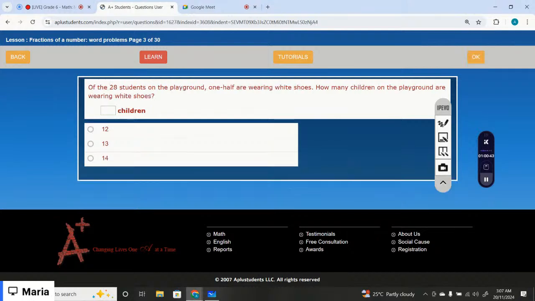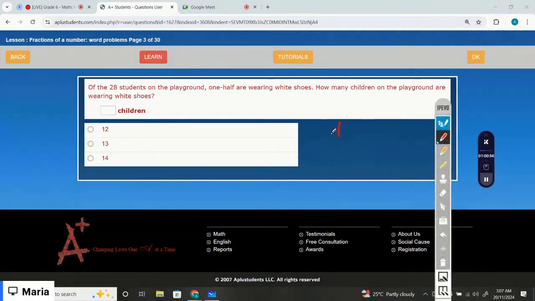Of the 28 students on the playground, one half are wearing white shoes. How many children on the playground are wearing white shoes? So you have 28 students. Half of them are wearing the white shoes. So you have to do 1 by 2 times 28. So which is the correct option?